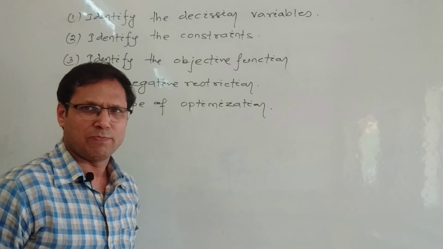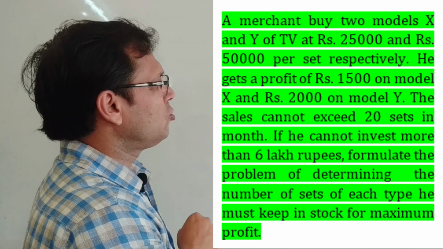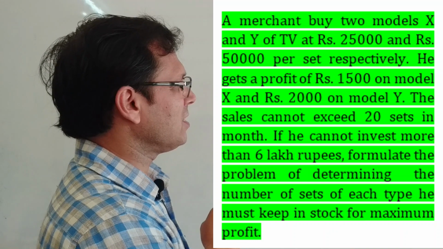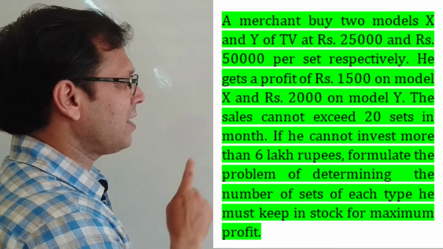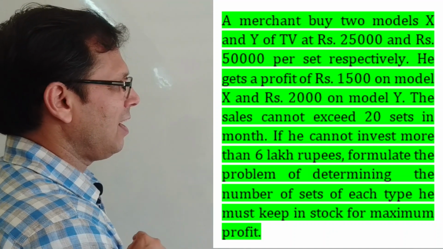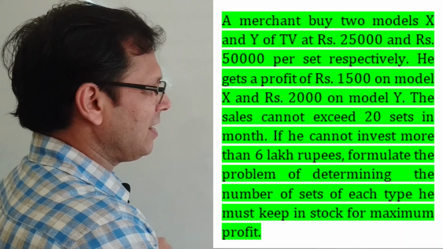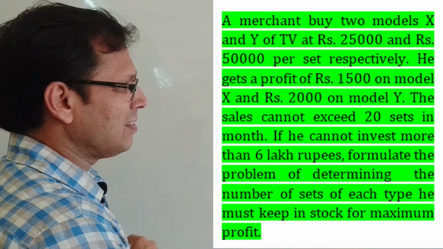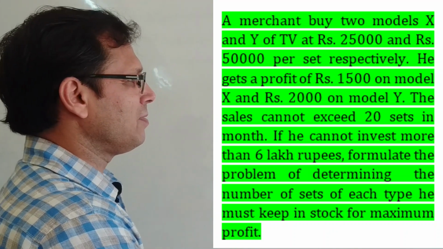Now we'll take the problems. First question: a merchant buys two models X and Y of TV at rupees 25,000 and 50,000 respectively. He gets a profit of 1,500 on X whereas rupees 2,000 on Y. Also given, the sales cannot exceed 20 sets in a month. Again given, he cannot invest more than 6 lakh rupees. Then you have to formulate the LPP determining the number of sets of each type he must keep in stock for maximum profit.